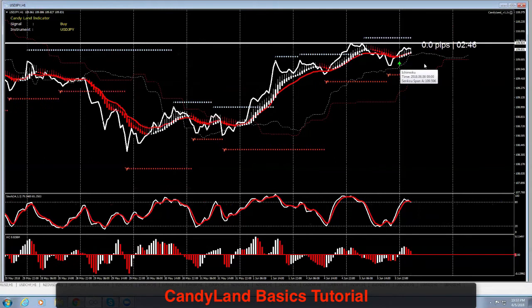So in other words, what you're saying is that your white signal line can cross that horizontal line, and the candles might not be there yet, but you can still take that buy. Yes, correct. And you still take that buy.